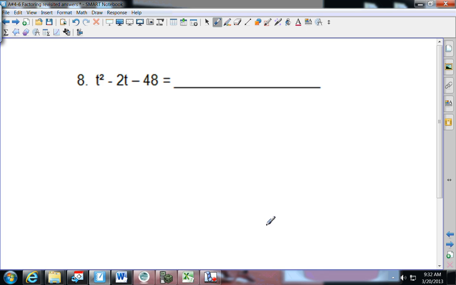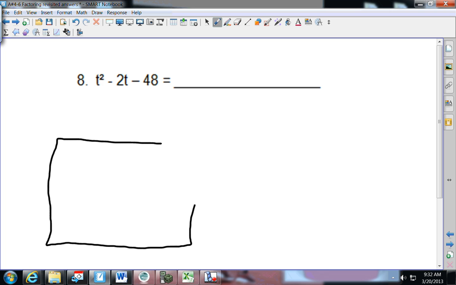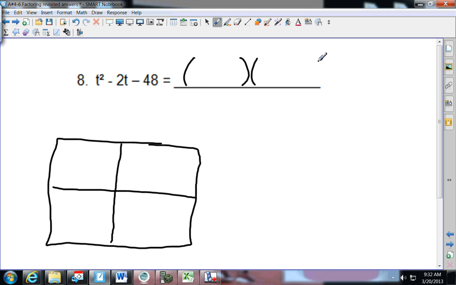Number 8. Go ahead and draw the box. Let's start and draw the box here. I know that there's not a GCF. So knowing that there's not a GCF, I could go ahead and make my parentheses and split up my t squared, not t squared, what am I saying, my t and t.